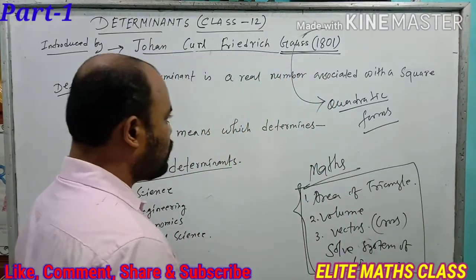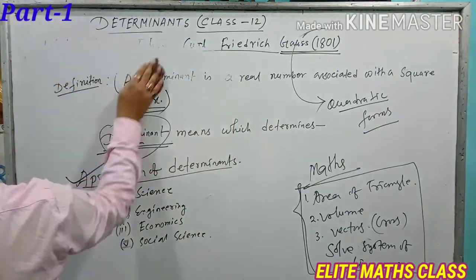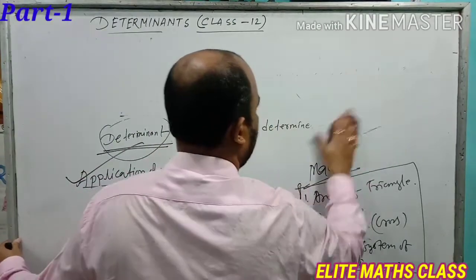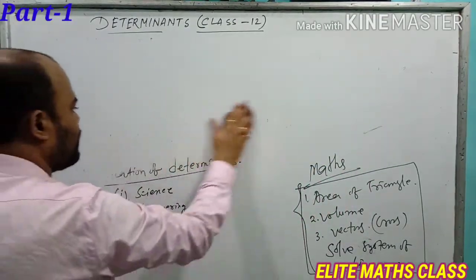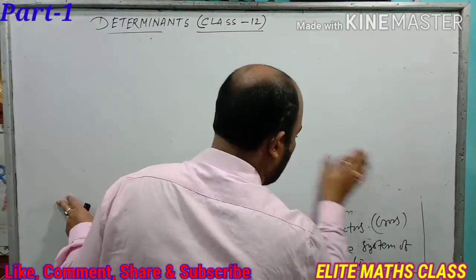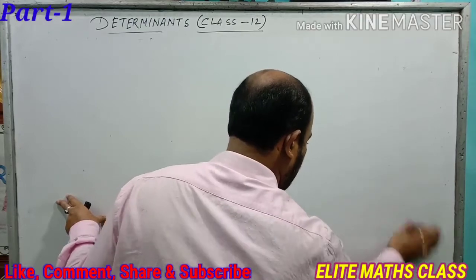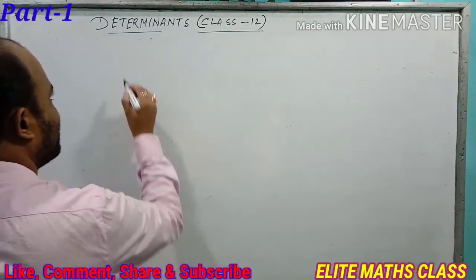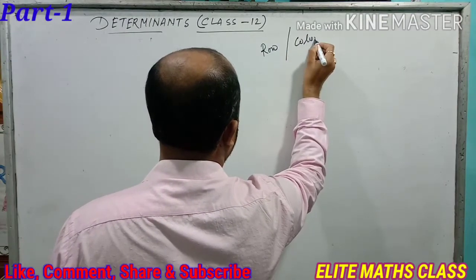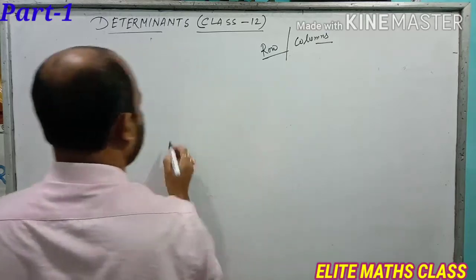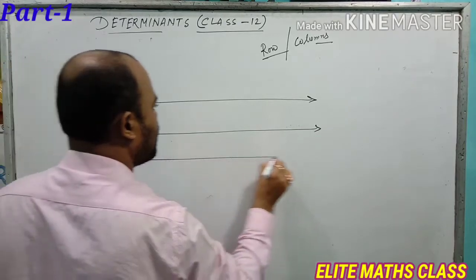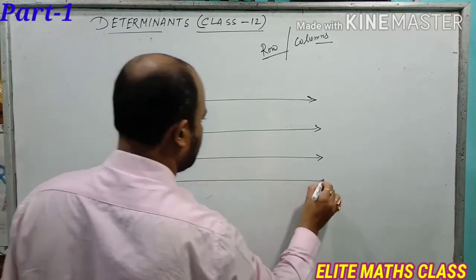Before that, two new things we have to know. These two names are rows and columns. So before defining determinant, let us know first these two things: one is row, one is column. Say you have a set of parallel lines and the lines are equally distant to each other.